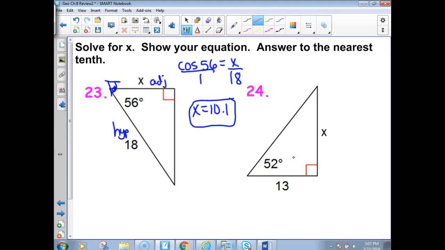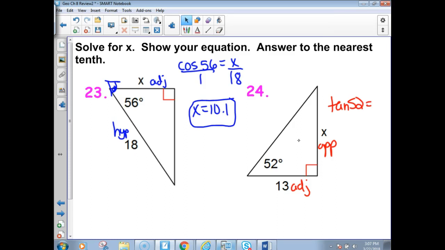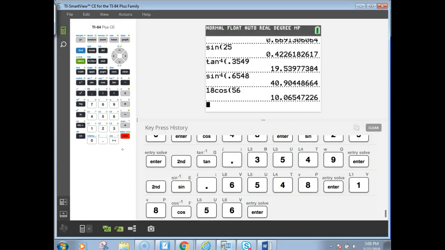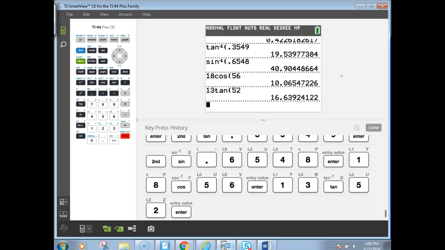What's the trig function for number 24, please? The hypotenuse is blank, so what do you have to use? Tangent. Okay, thank you. Tangent. This is opposite, this is adjacent. The hypotenuse is left out, so you can't use sine or cosine. X over 13, you calculate 13 tan 52. I lost my pen, just a minute. My electronic pen. 13 tan 52, we should be getting 16.6.